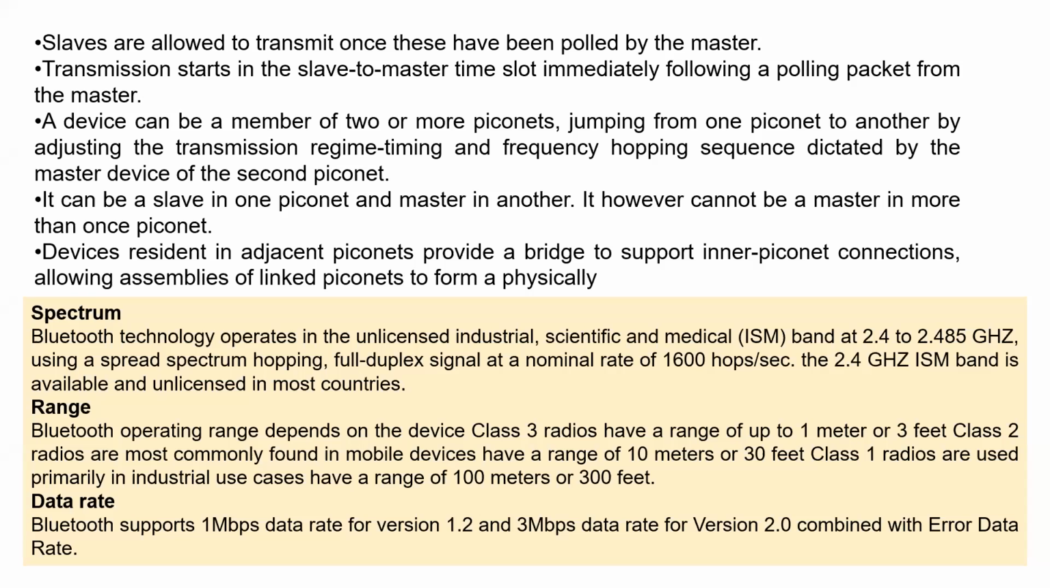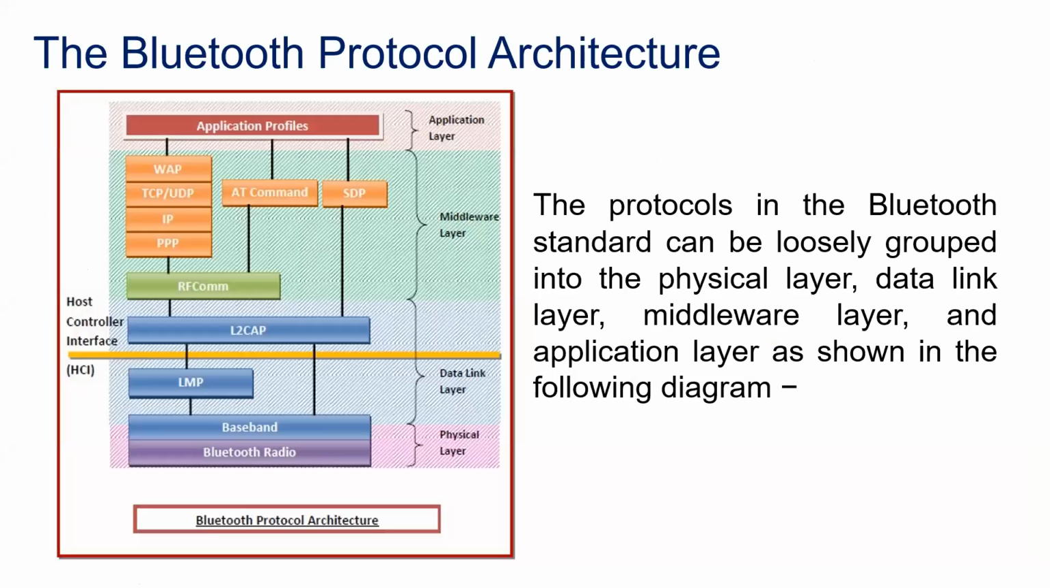And the data rate supported by Bluetooth version 1.2 is 1 Mbps, and that by version 2 is 3 Mbps. You can find more recent data rates on the internet, and there is a need to do so. So find all those things, because it is important from the point of view of examination.